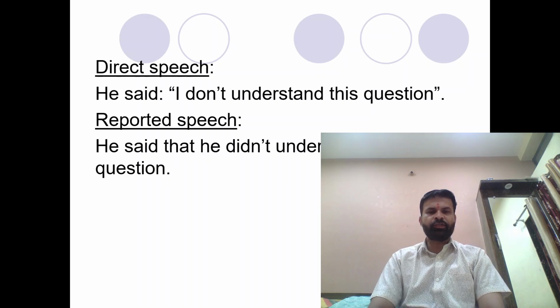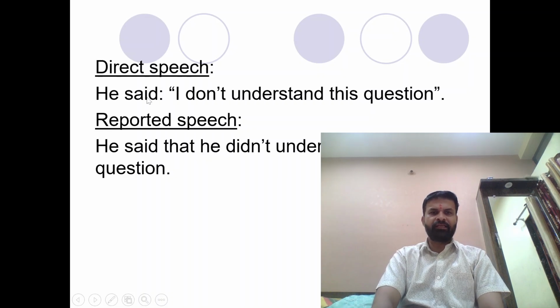So you can see the question on the screen. The direct speech sentence says, he said, I don't understand this question. Now you see, as I told you earlier, he said is the reporting clause and I don't understand this question is the reported clause. Now the reporting verb is in simple past tense, and this is the actual dialogue of the speaker. You are going to report it to somebody else, so you will make changes here also.